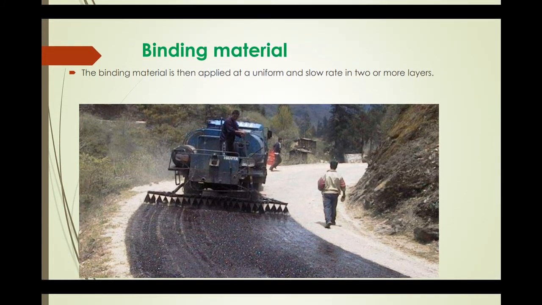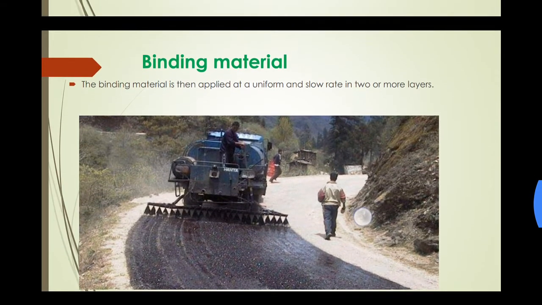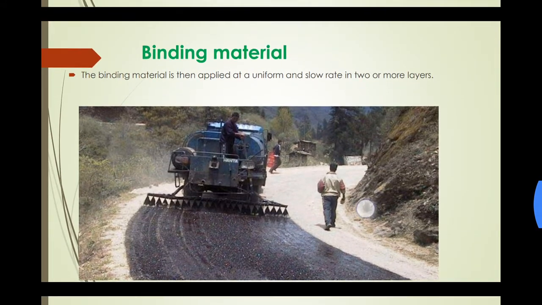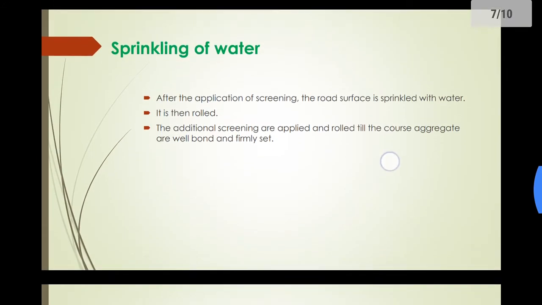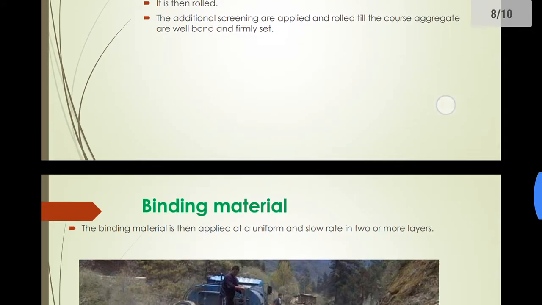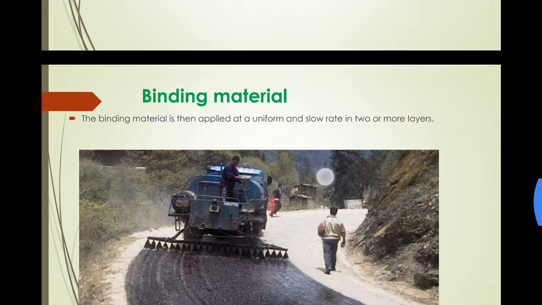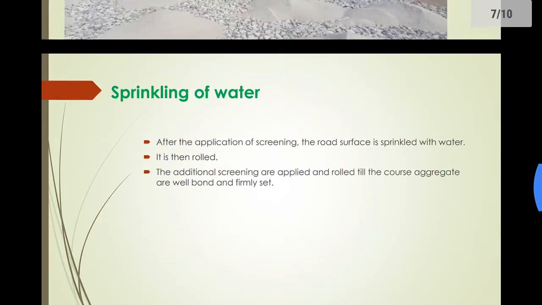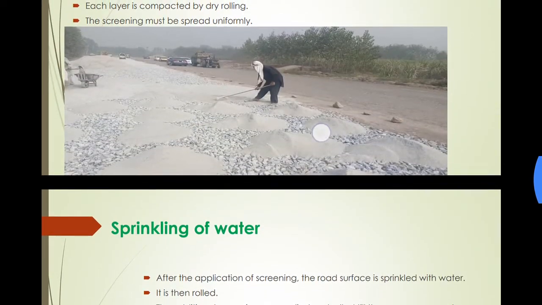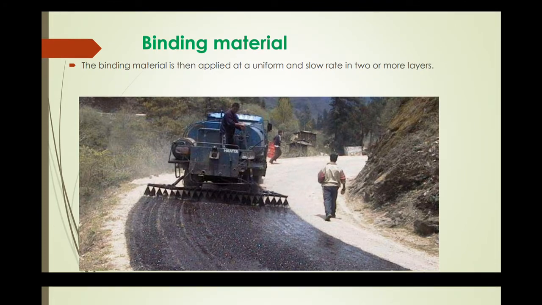Now if this road was required to carry a high traffic volume, then up to this step this would be the base course. Then on top of this we would apply a binding course and then a surface course. But this here is a WBM road, hence after we finish the sprinkling of water and compaction of the WBM layer, we just apply the binding material in order to protect the surface from weathering.